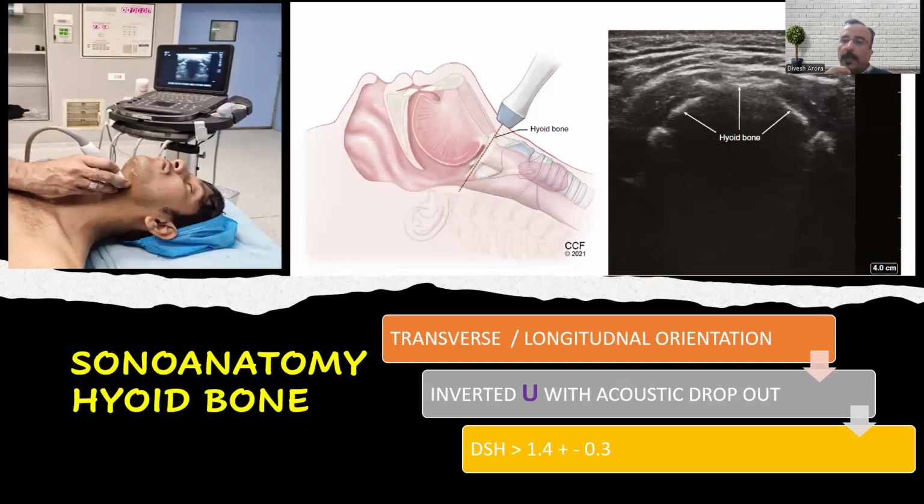So, as we had studied, any bony structure would appear hyperechoic with the acoustic dropout. So, hyoid bone appears like any other bone in the body, and you can visualize it in transverse or longitudinal orientation. This view is about transverse orientation. It appears as an inverted U with an acoustic dropout, and the distance from skin to hyoid bone, if it's more than 1.4, it's an indicator of difficult airway.